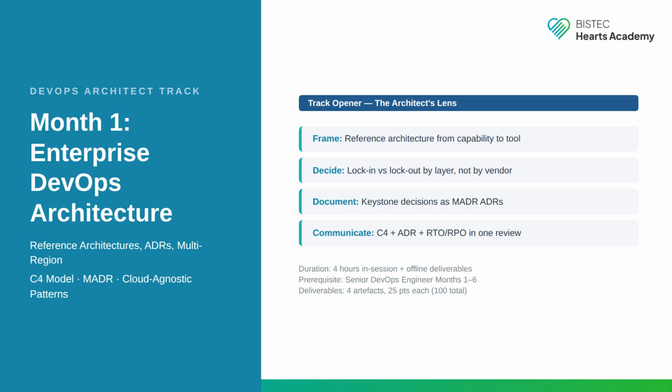Welcome to the DevOps Architect track. This is month 1, and over the next 12 months you will move from being a senior engineer who can deploy a service to being the person who decides what gets built, what gets bought, and what gets killed. That is the architect role, and it is a different job.